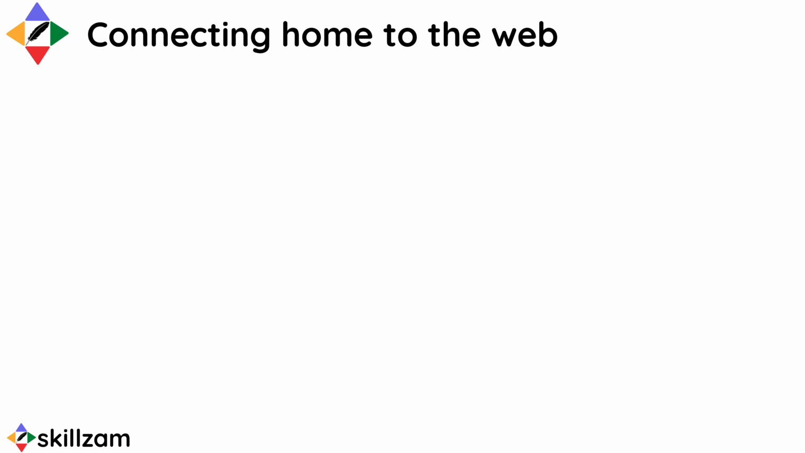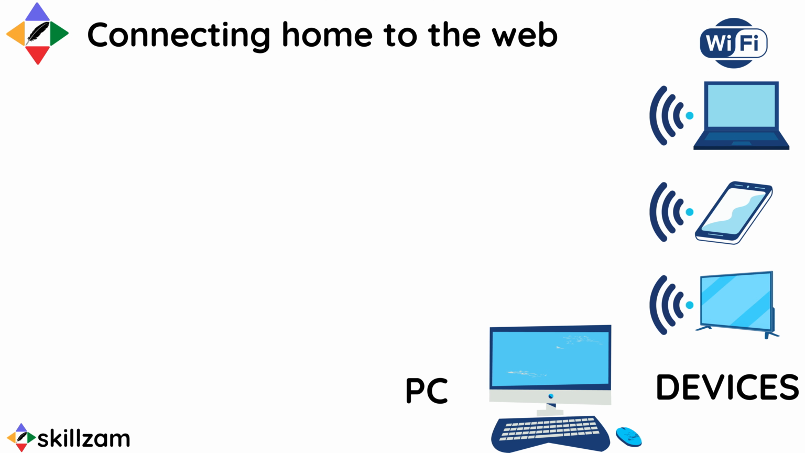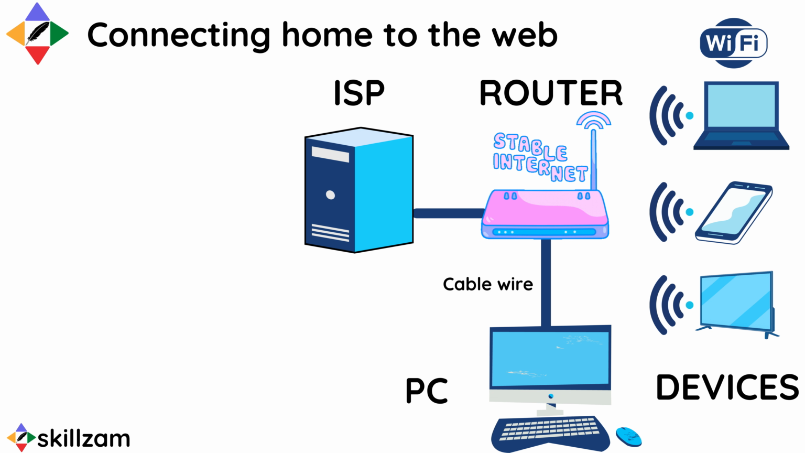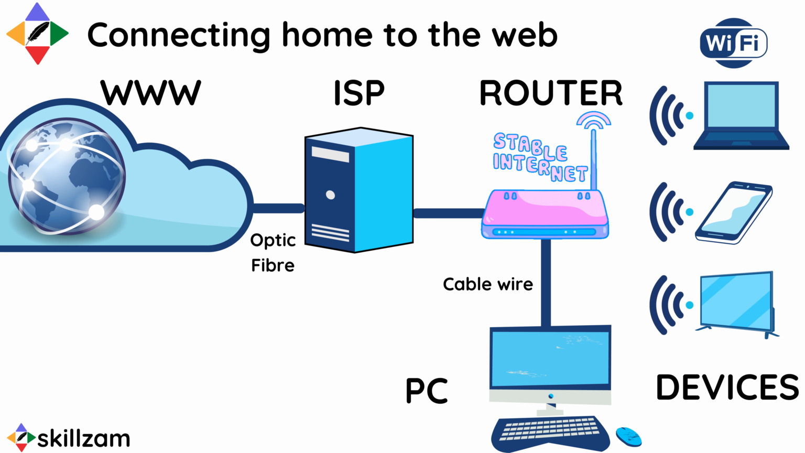Connecting home to the web. At home, these devices are connected by a wire cable or by Wi-Fi to the internet router. This network device, called the router, becomes a single access point from home to the rest of the external world. The router in turn is connected by fiber optics to the cellular tower of the ISP, and then they are connected to the World Wide Web. This makes the internet and the web possible.